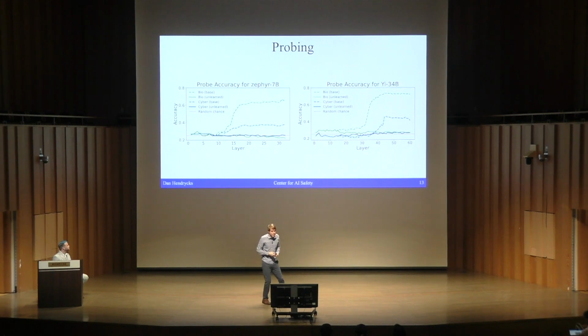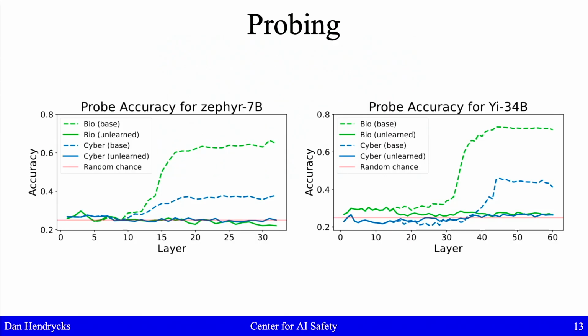Here's a robustness check. What we're doing here is we're looking at two models. Zephyr 7b is basically like Llama 2, but a bit better. And then here's Yi 34b, which is one of the best open source models. And let's just look at what's happening with Zephyr 7b.